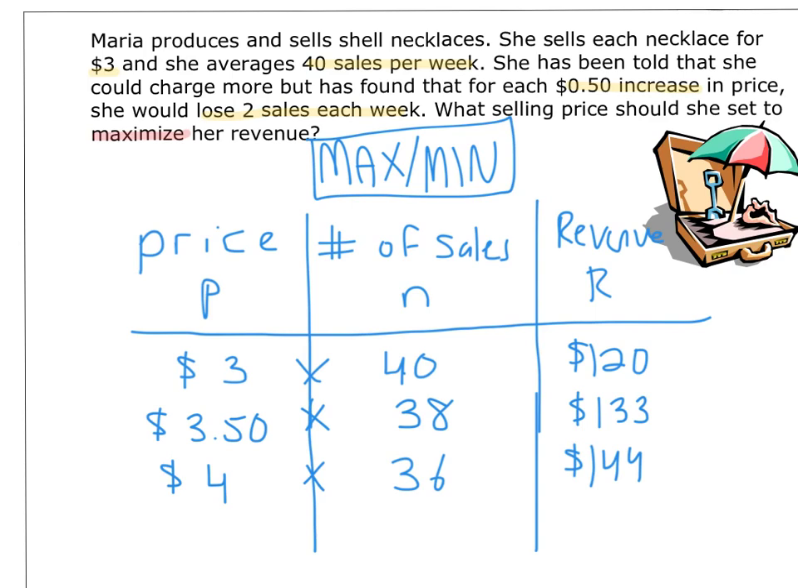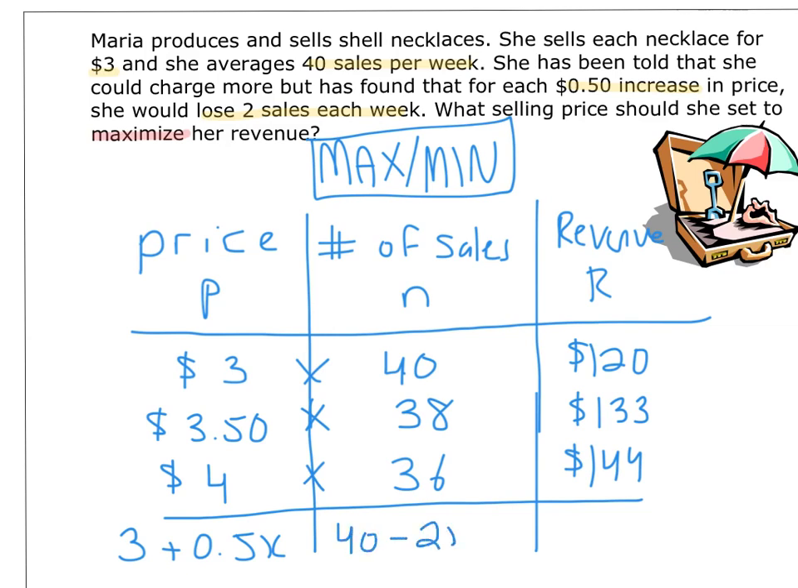Now from this pattern that we're seeing, let's create a formula. So the price starts off at $3, and we increase by 50 cents x number of times. We don't know how many times we're increasing by 50 cents. Our number of sales, we start at 40 and we lose 2 sales x number of times, depending on how many price increases that Maria makes.